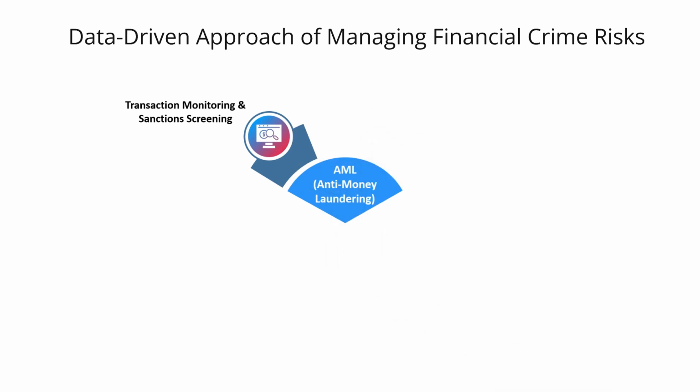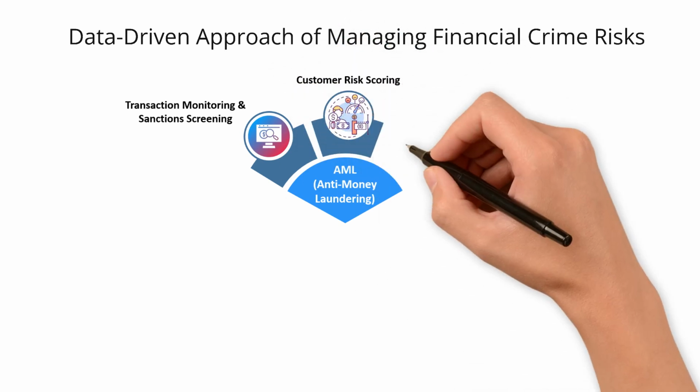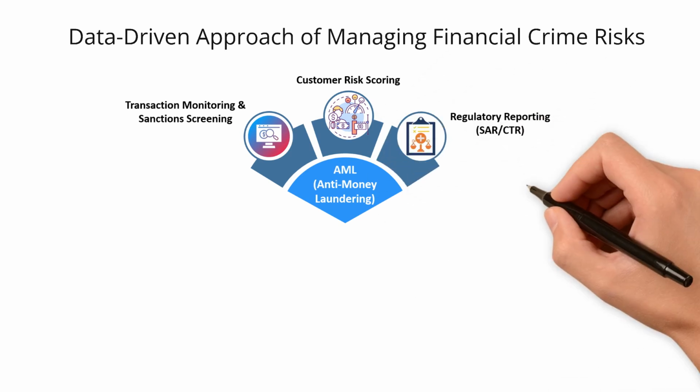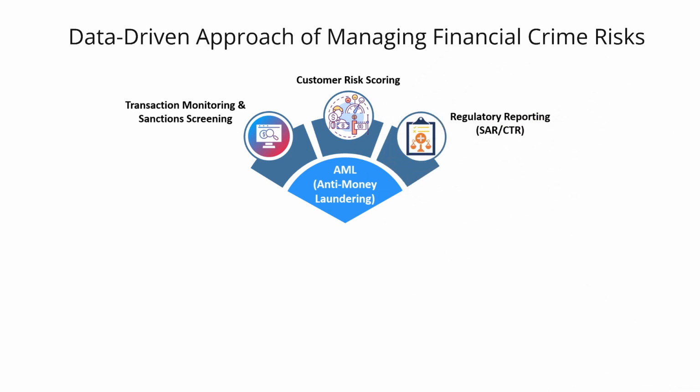Detecting suspicious transactions using rule-based and AI-driven analysis, as well as sanctions screening, compare customers and transactions against global watch lists. What about customer risk scoring? Assigning risk levels based on transaction patterns, source of funds, and business activities is carried out. And regulatory reporting. This means automatic filing of suspicious activity reports, SARs, and currency transaction reports, CTRs.